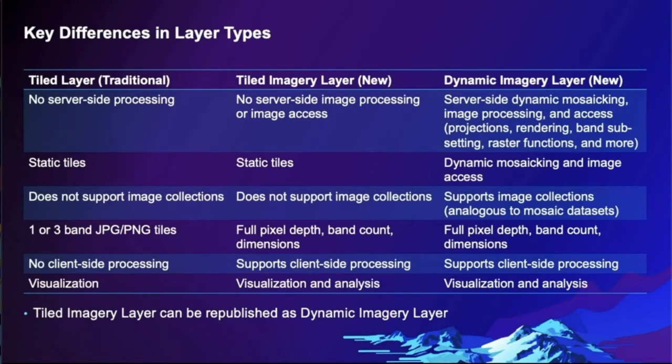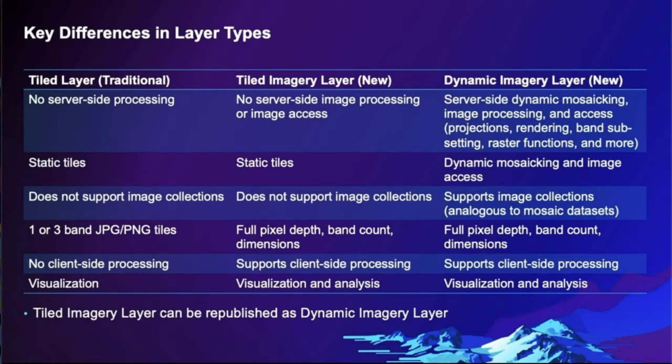In contrast, the new tile imagery layers also serve static tiles, but they can also support multi-band imagery with more than 3 bands at full pixel depths and even multi-dimensional raster data, which makes them fast for visualization and at the same time suitable for image analysis. This is achieved by automatically optimizing uploaded image data to a new tile format during layer creation. And because of this optimized format, the web client can also be enhanced to perform client-side rendering and reprojection on this type of layer.